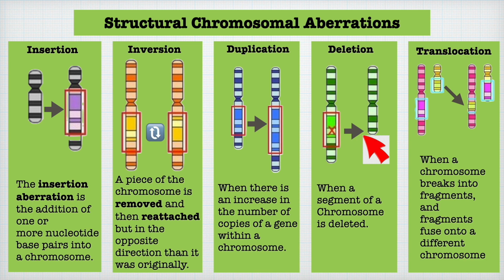A segment of chromosome goes missing in deletion chromosomal aberration. The translocation aberration occurs when a chromosome breaks into fragments and the fragments fuse onto a different chromosome.